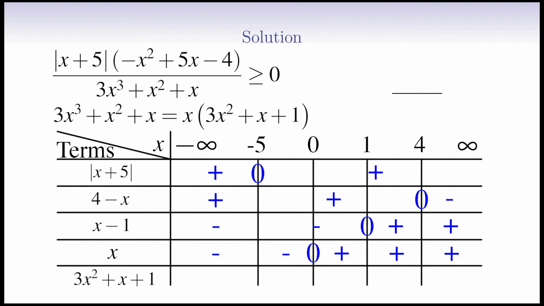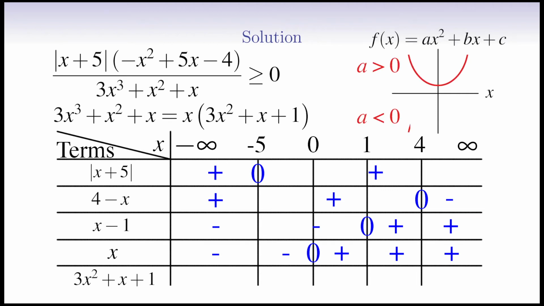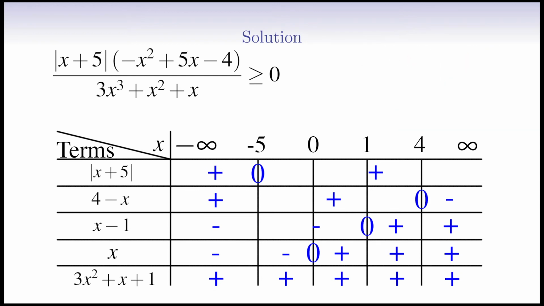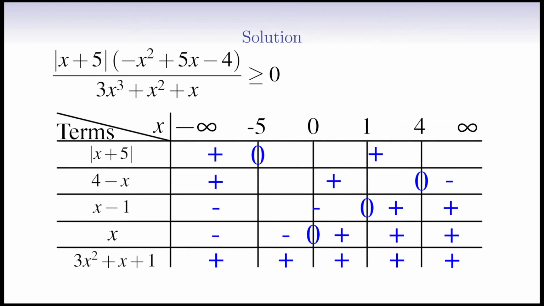That means the quadratic function is either positive for all ranges of x, or is negative for all ranges of x. Since the coefficient of x squared is 3, which is a positive number, we realize that the quadratic function is all positive. So, we put a plus sign for the whole x range. Very good. We're almost done.